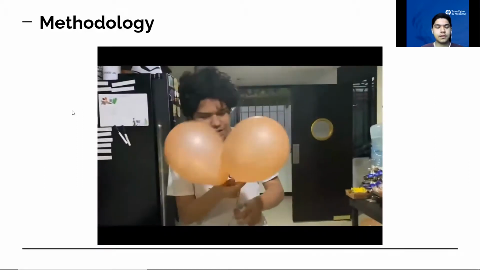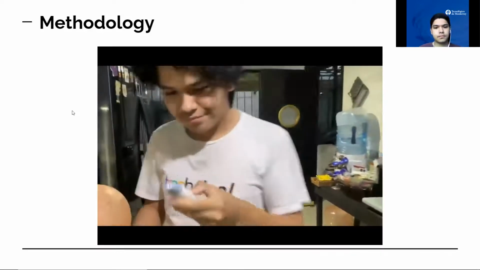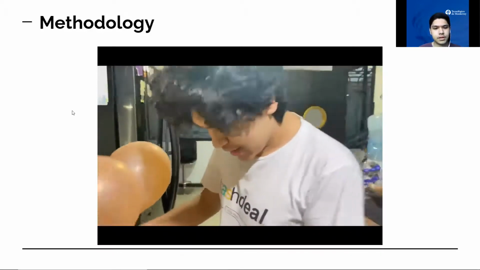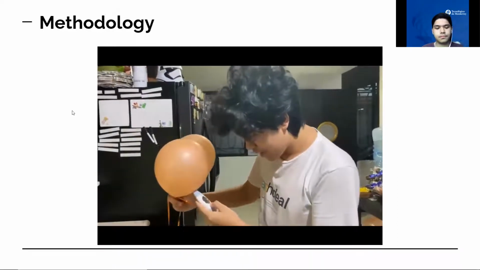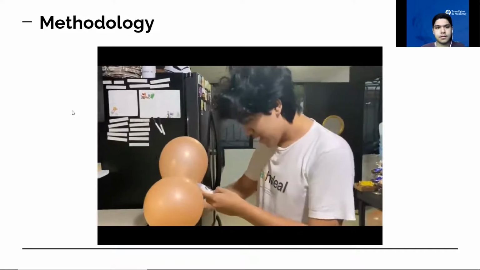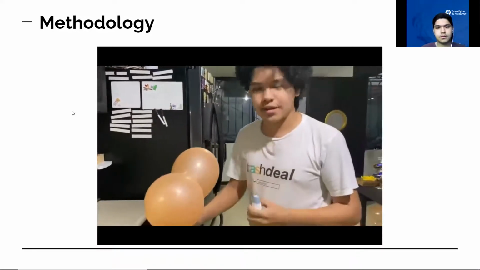To measure their temperature, I have this thermometer, and its temperature is 29.6 Celsius, and the same for the other balloon.